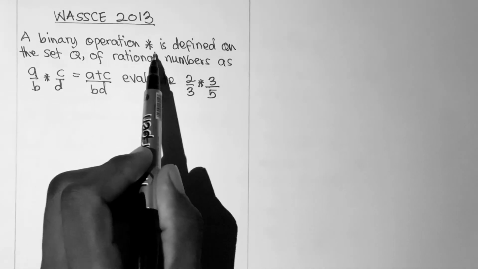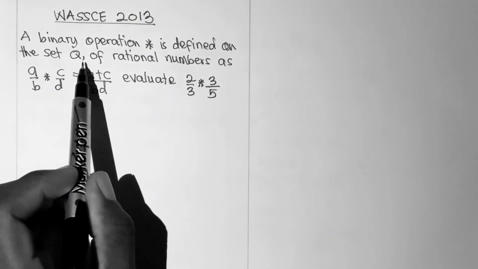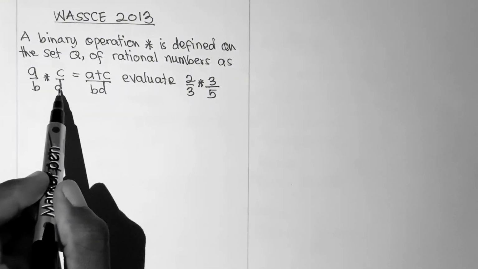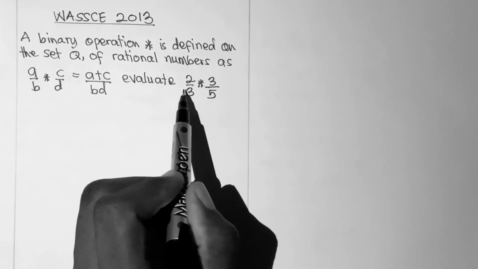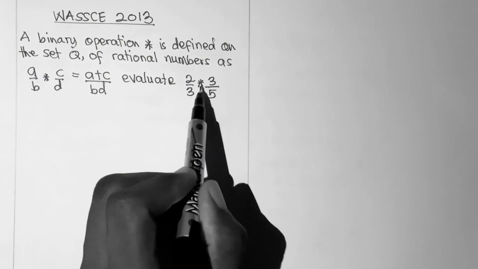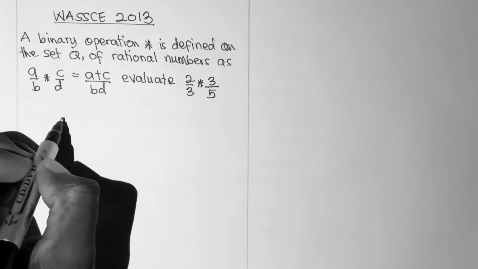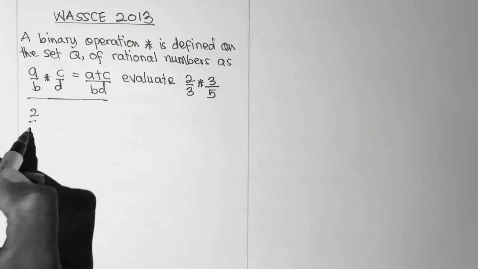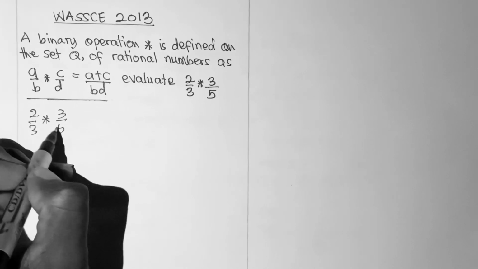A binary operation asterisk is defined on the set Q of rational numbers as A over B operation C over D equals A plus C over BD. Evaluate 2 over 3 operation 3 over 5. So you can see that the operation is this. Now, 2 over 3 operation 3 over 5.